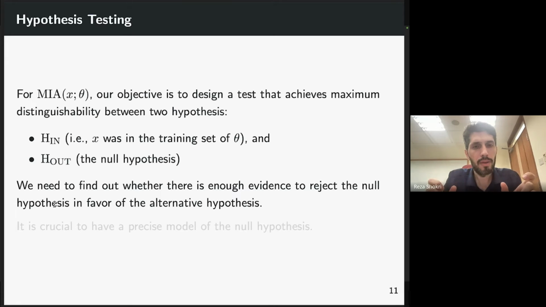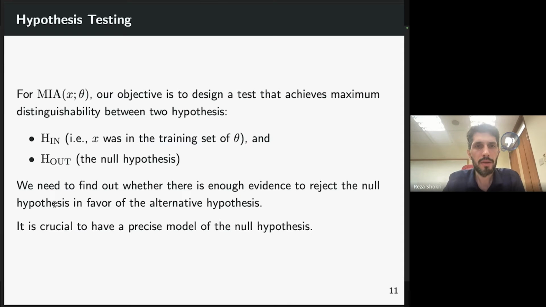So a test would be a more powerful one if it would be able to reject the null hypothesis more accurately, right? And this requires us to have a very precise model of the null hypothesis. What is a null hypothesis? All the possible worlds in which X is not part of the training set of theta. All possible worlds where X was not chosen by the random secret bit of the challenger.